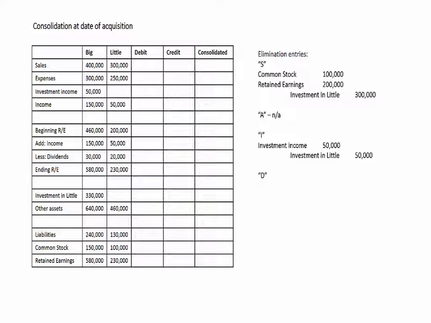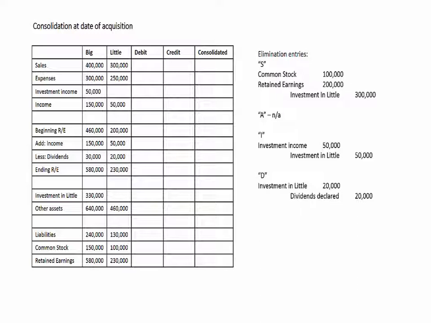Next we have the D for dividends entry. Again, right smack in the middle of the worksheet, that dividends line, dividends declared, is a debit balance. It reduces owner's equity. So to eliminate Little's $20,000 in dividends declared, we're going to credit dividends declared for $20,000 and debit the investment in Little.